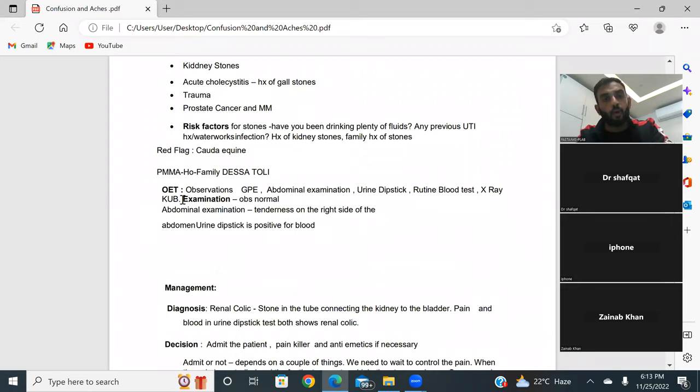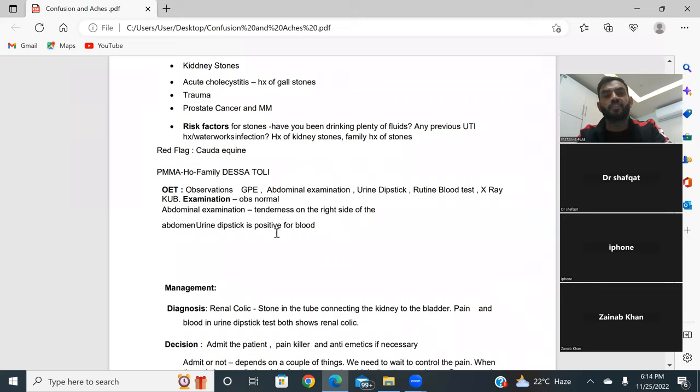Then come towards the OET observation, GP abdominal examination. Here you will be doing the abdominal examination. It's quite important for you to do abdominal examination in backache. And there is a straight leg raising test you will be doing here. I forgot to write it, because it is written in the other scenarios. Straight leg raising test you will be doing. Urine dipstick, routine blood test, X-ray KUB. This is all you will be doing in this.